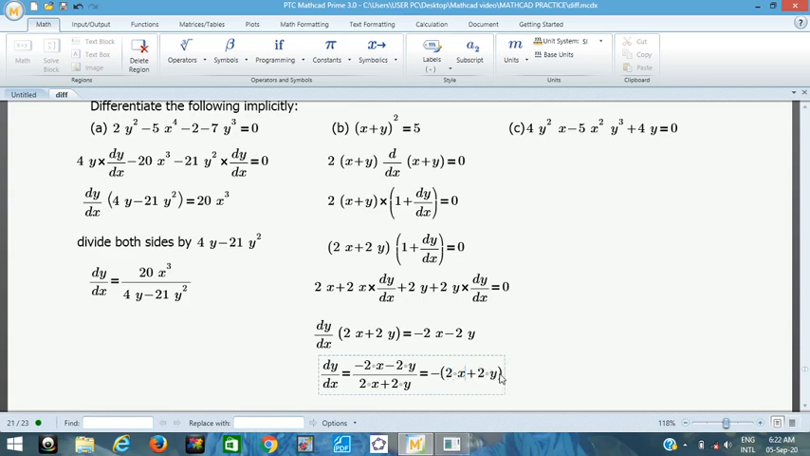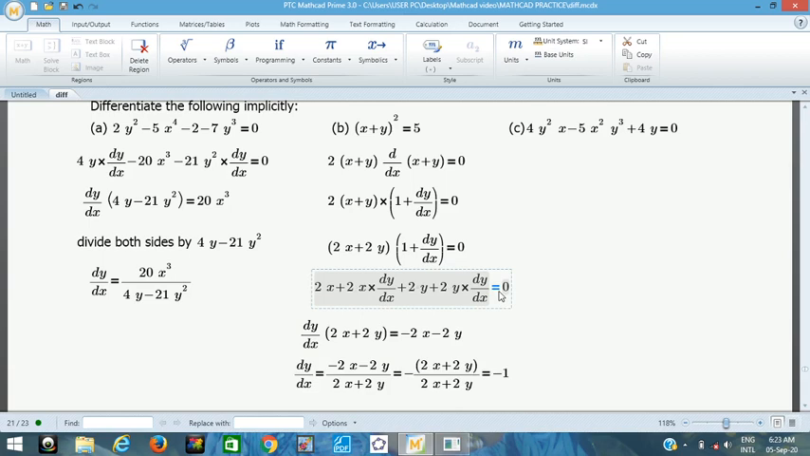2x plus 2y, you can see it there, divided by the denominator 2x plus 2y. So you can see they are like terms, 2x plus 2y, 2x plus 2y, so they cancel out. When they cancel out, our final answer is going to be minus 1. So dy dx is minus 1. You can see when you differentiate this using implicit function, your answer is going to be minus 1. So that's the end of this particular example, and that is all for that.